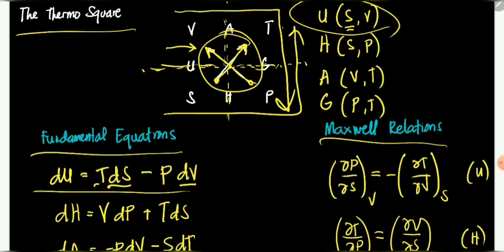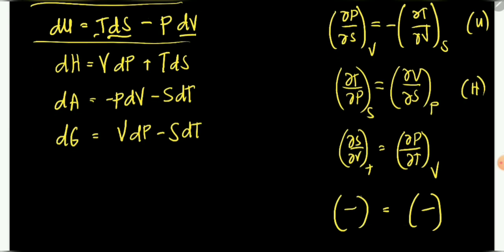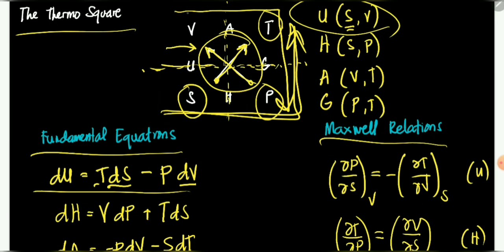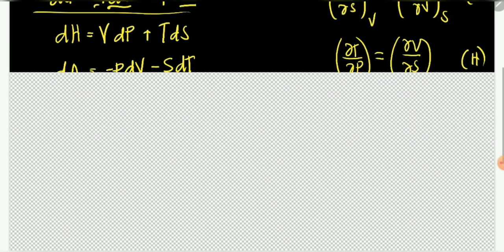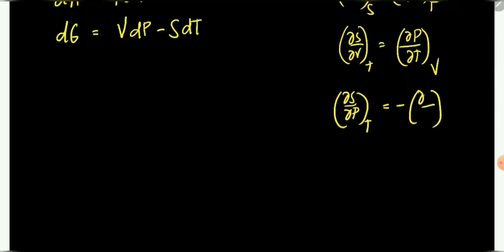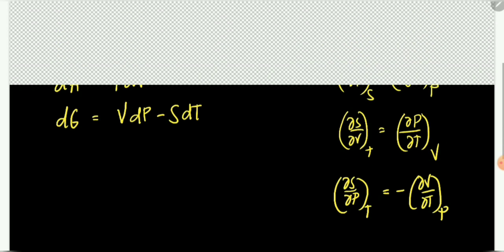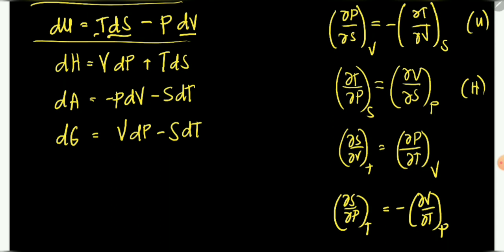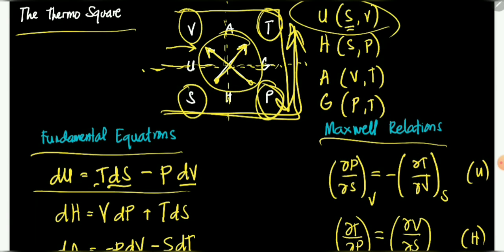Okay? So, tingnan ulit natin. So, that's partial S with respect to P at constant T. So, yun yung pataas na arrow na to. Equal siya sa negative ng partial of V with respect to T at constant P. Okay? So, ngayon, meron na tayo ng apat na Maxwell relation. So, this Maxwell relation is with respect to A, or Maxwell relation for A. This is the Maxwell relation for G. Okay? So, using the thermosquare, na-derive natin yung apat na fundamental equations and yung apat na Maxwell relations.